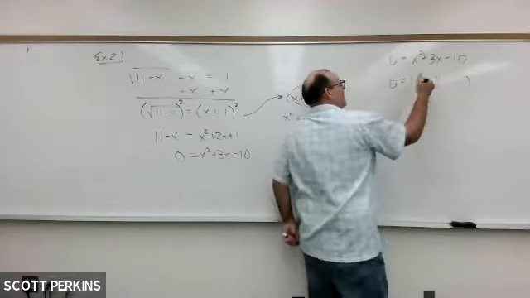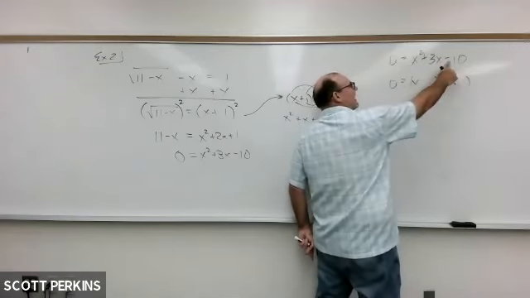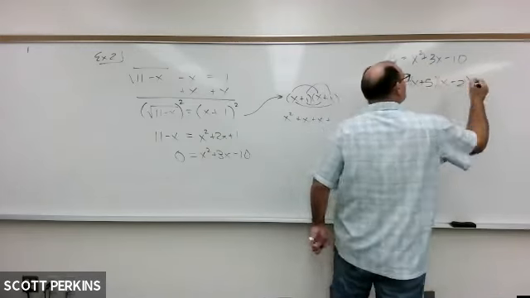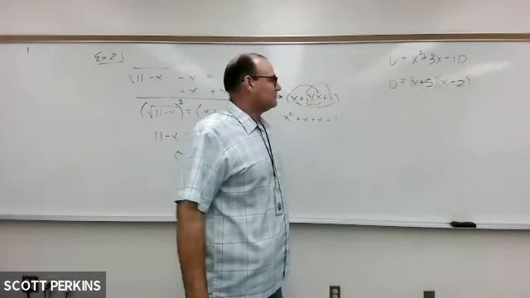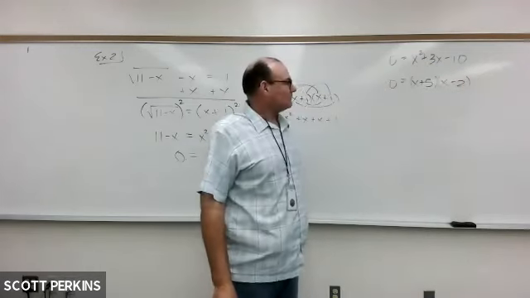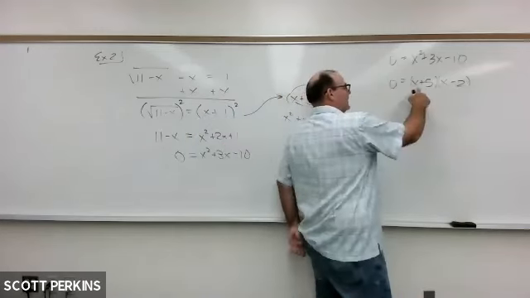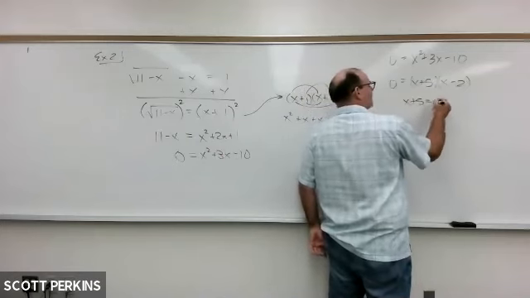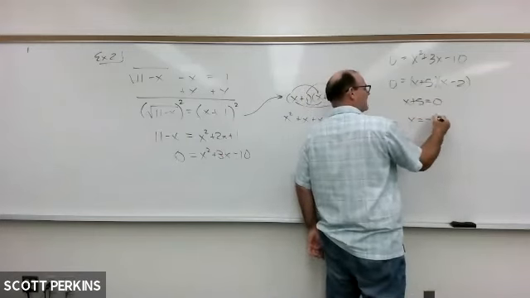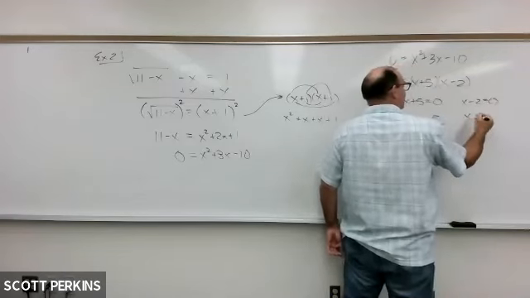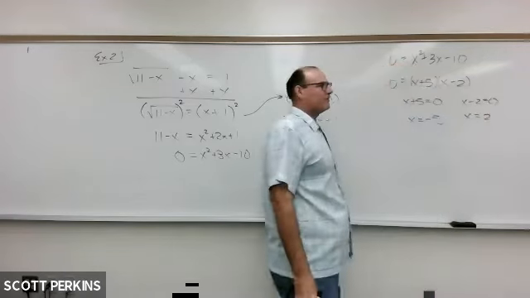So x squared is x and x. My two factors of negative 10 to add up to plus 3 are plus 5 and minus 2. And so that gives me two possibilities. If x plus 5 is 0, that means my first possibility is negative 5. If x minus 2 is equal to 0, that makes my second possibility 2.